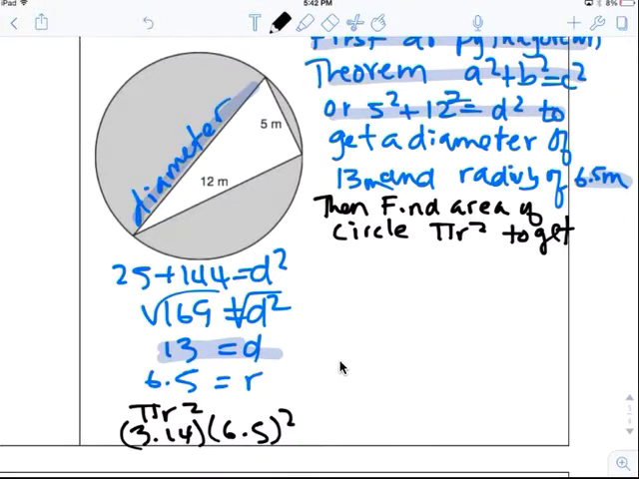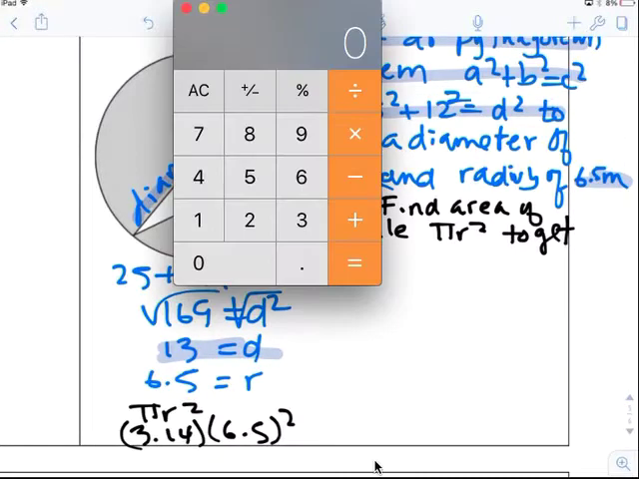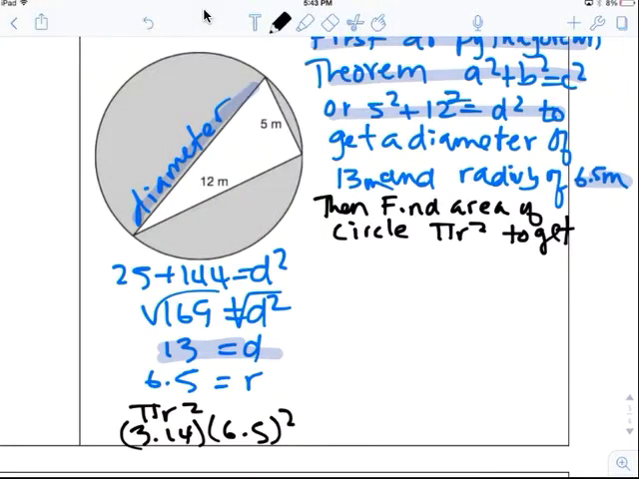If we did this on the calculator, 6.5 times 6.5, because I don't have a normal calculator, times 3.14, we get area of 132.665. Get area of 132.665 meters squared.